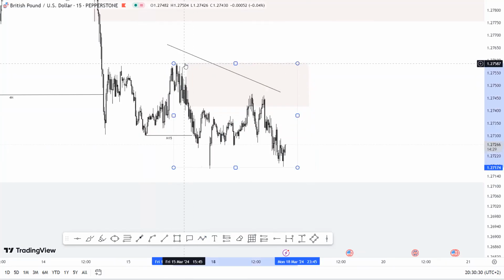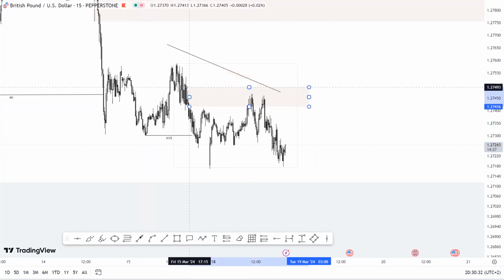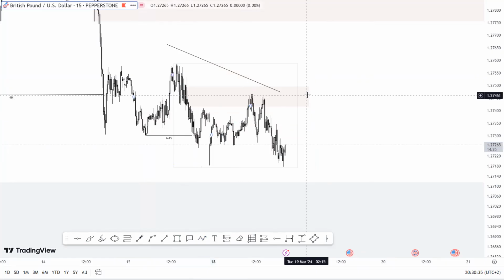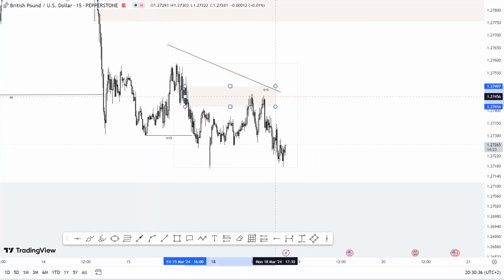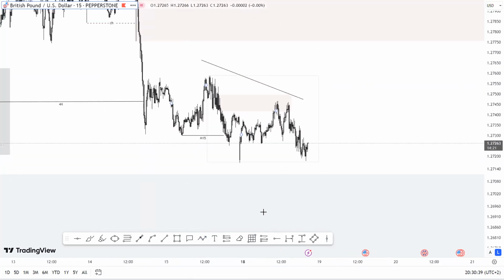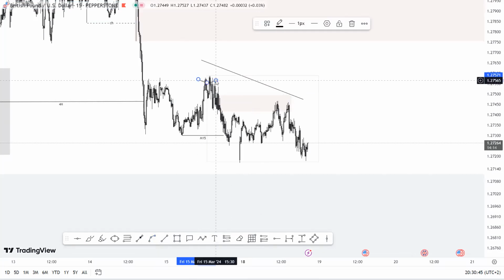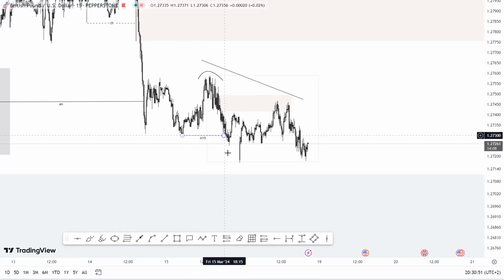As you can see, it was not a very clean Monday, but it's not really stopping us from knowing that this is our next objective. You get what I'm saying? So we had this last M15 move.